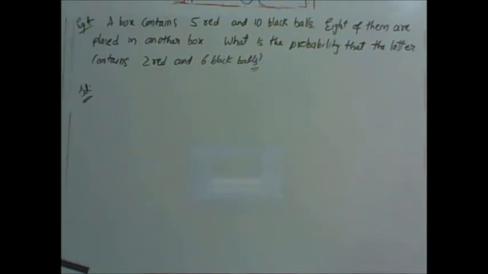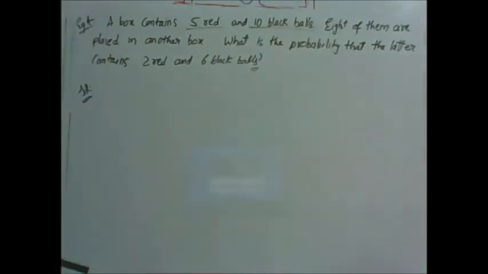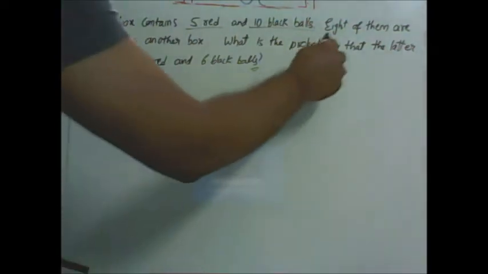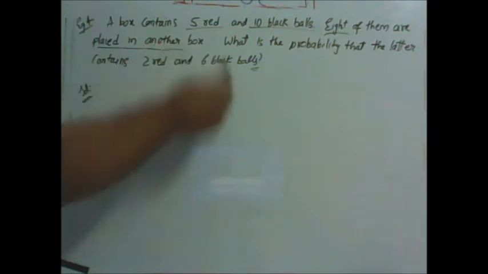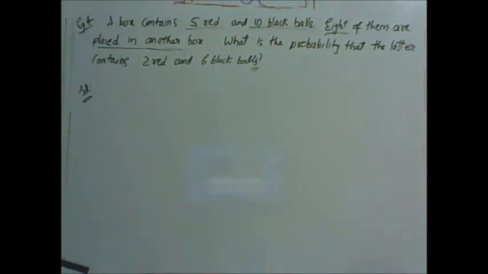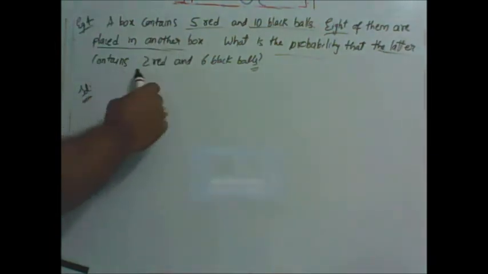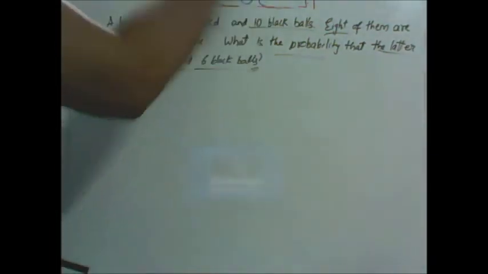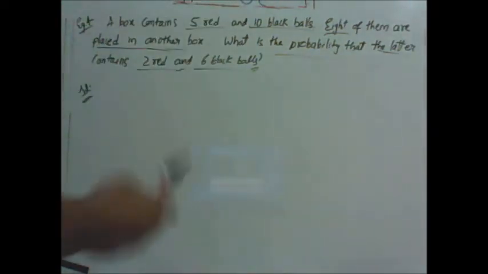Now coming to the next example, example 4. A box contains 5 red and 10 black balls. Of these 15 balls, 5 plus 10, 15, 8 balls are taken and placed in another box. What is the probability that the latter, the second box, contains 2 red and 6 black balls? So when we take 8 balls from these 15 balls, he is asking the probability that out of those 8, 2 are red and 6 are black.